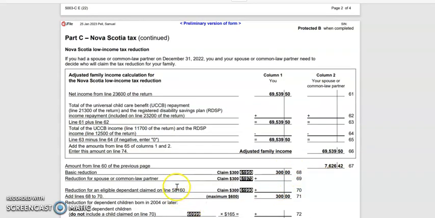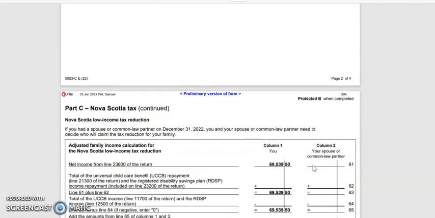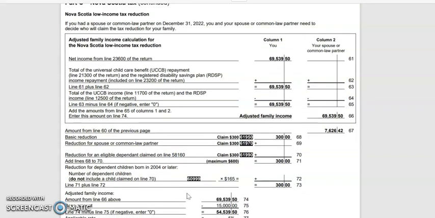So now, from line 60, from the previous page, the 7626.42. So our basic reduction, so again, we're working on the low income tax reduction to see if we qualify for any of it. Carry over the 300. We don't qualify for the $300 from a spouse or from an eligible dependent because we don't have either of those. So we have our $300. We don't have dependent children. So again, we've got our $300.